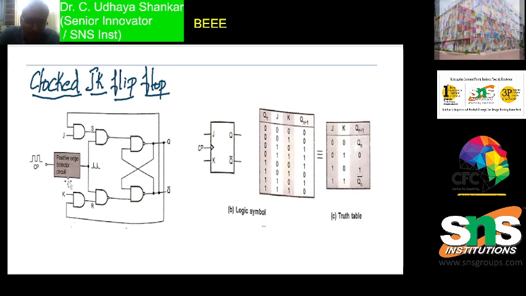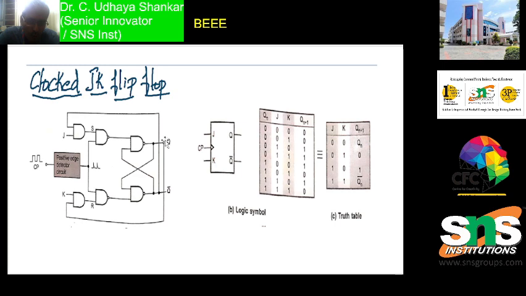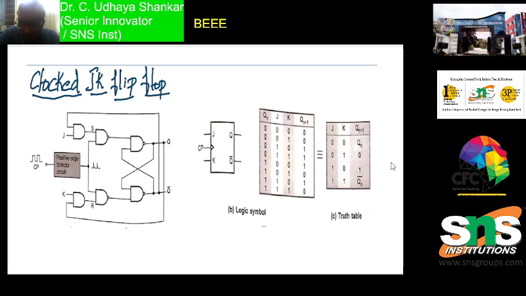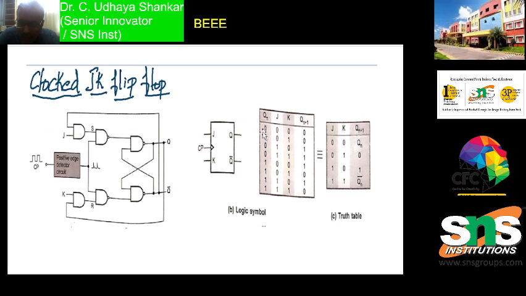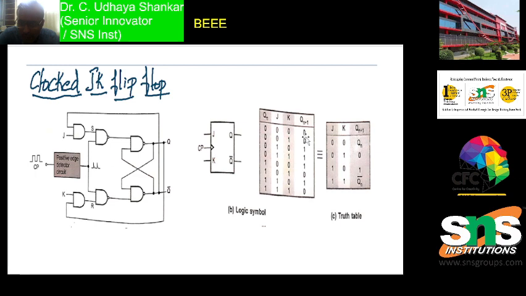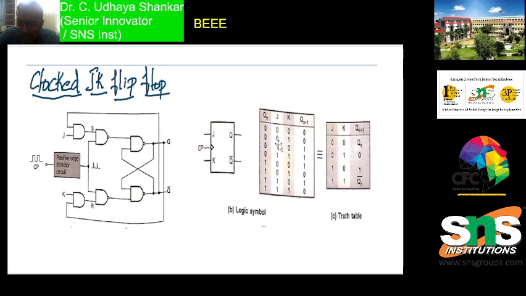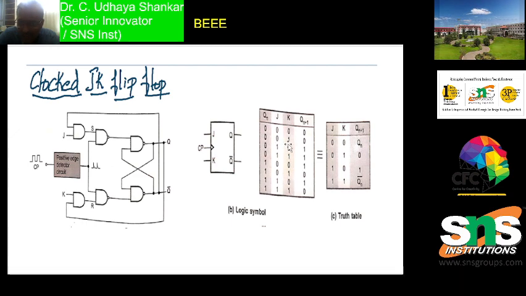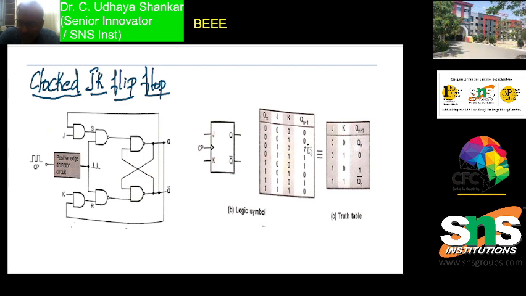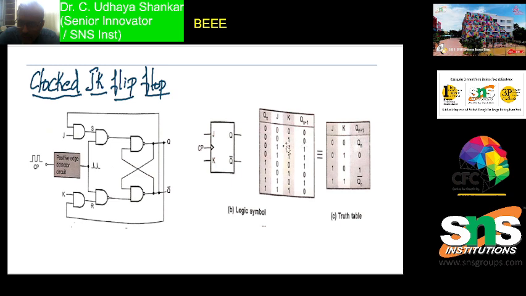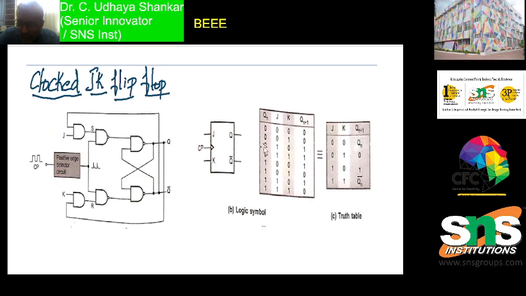J and K can be 1 or 0, and based on that, Q and Q bar will change their states. This is what is given in the truth table. For example, if Qn is 0 and J and K are 0 0, you will have Qn plus 1 as 0 itself. And if Qn is 0 and J and K are 0 and 1, since J is equivalent to set and K is equivalent to reset, when J is 0 the next state Qn plus 1 will be equal to 0.